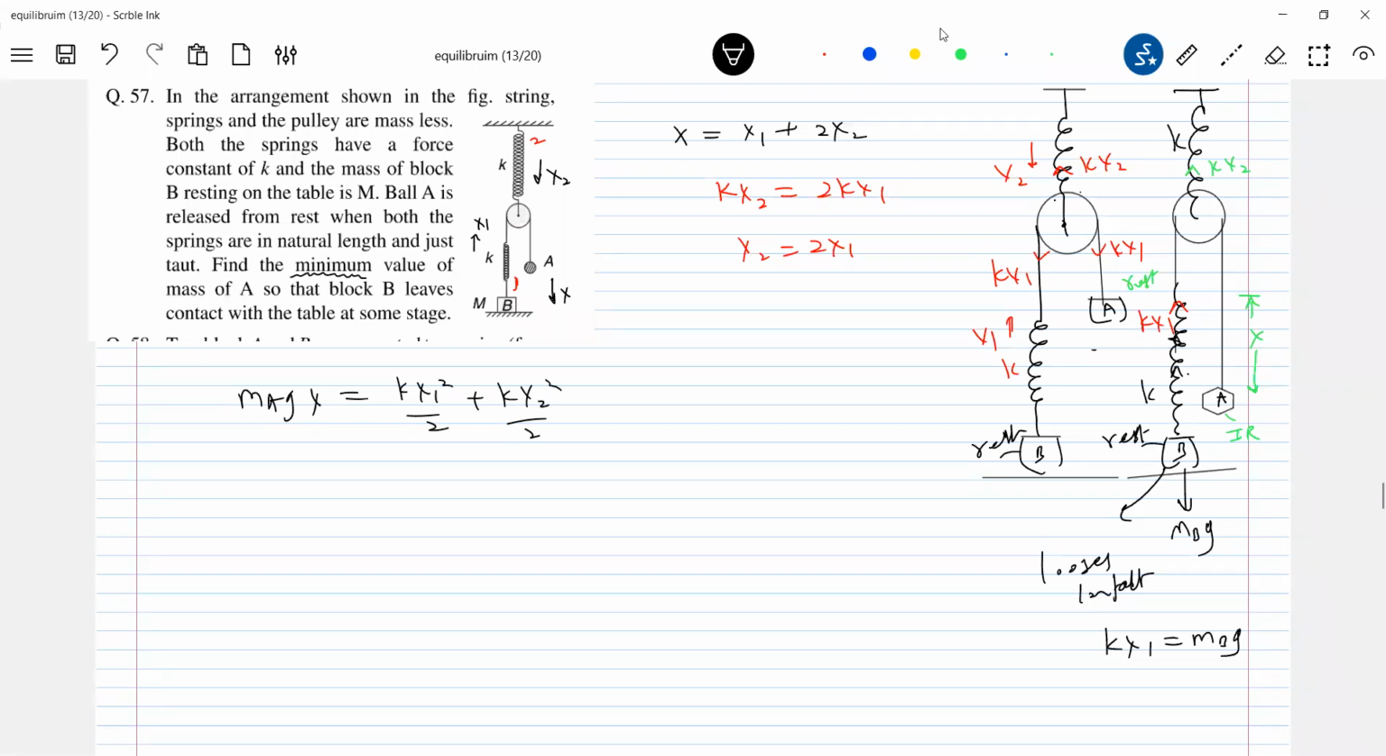So what is the state of block A? It will be at the extreme point. At the extreme point, what happens? The block should be at rest. And you should not equate forces at the extreme point. You should not equate forces. So substitute the value of x2 here.